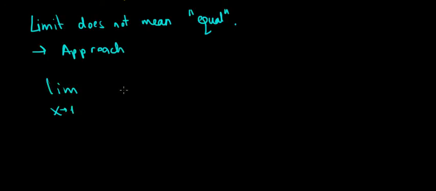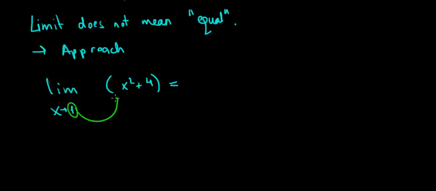Although we write that the limit equals something, it means that we approach something. It does not mean equal. Limit shows that we approach a value. And the first step in solving a limit, let's say x approaches 1, and here we substitute x squared plus 4, is to actually plug in the value into the function.